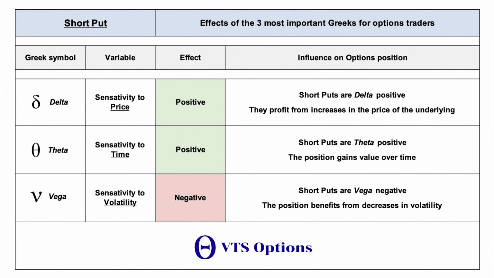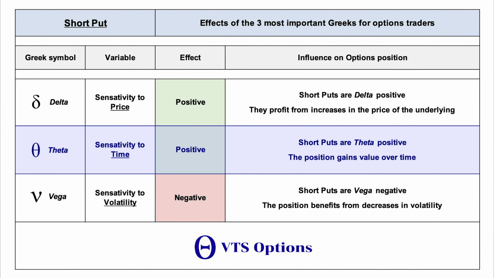The option Greeks are statistical values that provide us a way to measure the sensitivity of an option's value with respect to other factors. So we'll start with the delta. Delta is an option's sensitivity to price. Short puts are delta positive, meaning they profit from increases in the price of the underlying. Since it's a bullish trade and we do want the price to go up, that means it's delta positive.